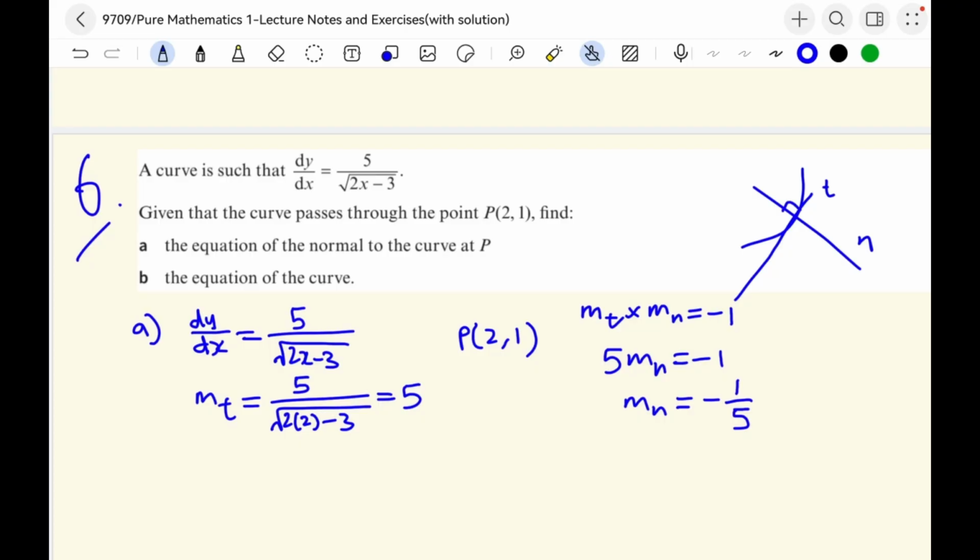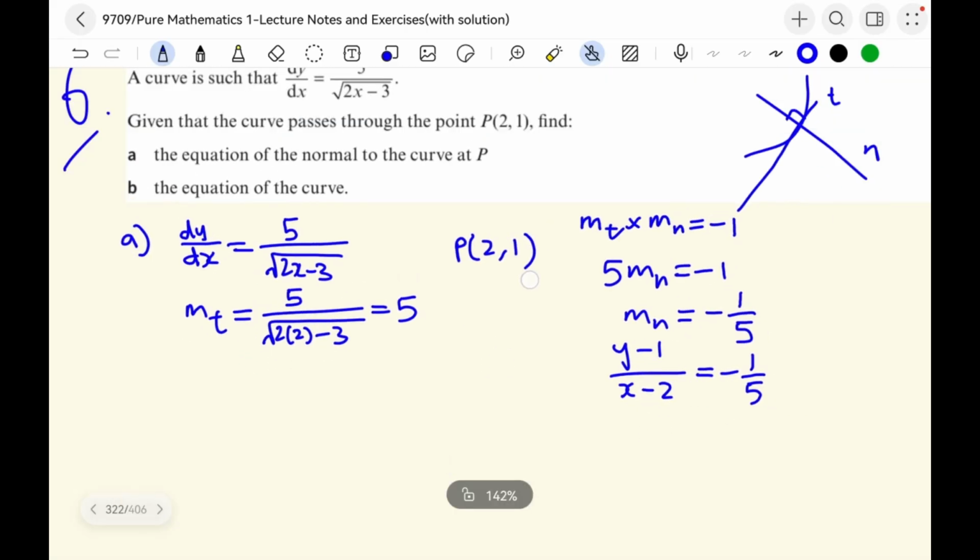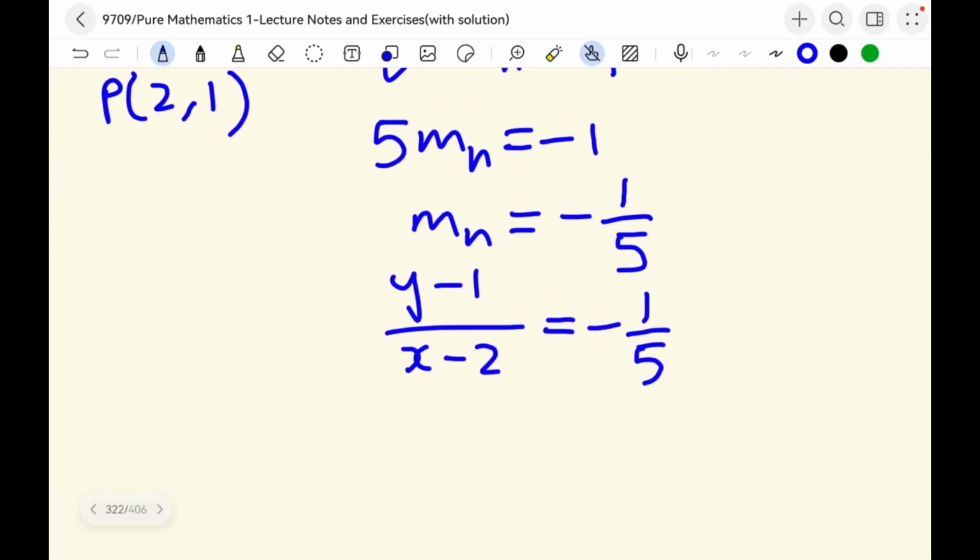Now you substitute the gradient, where the point also lies on the normal. So it's y minus 1 divided by x minus 2, by using the gradient formula. And hence simplify the expression. So for me, I will leave it in gradient form. Sorry, it's gradient-intercept form. Okay? y equals to mx plus c.